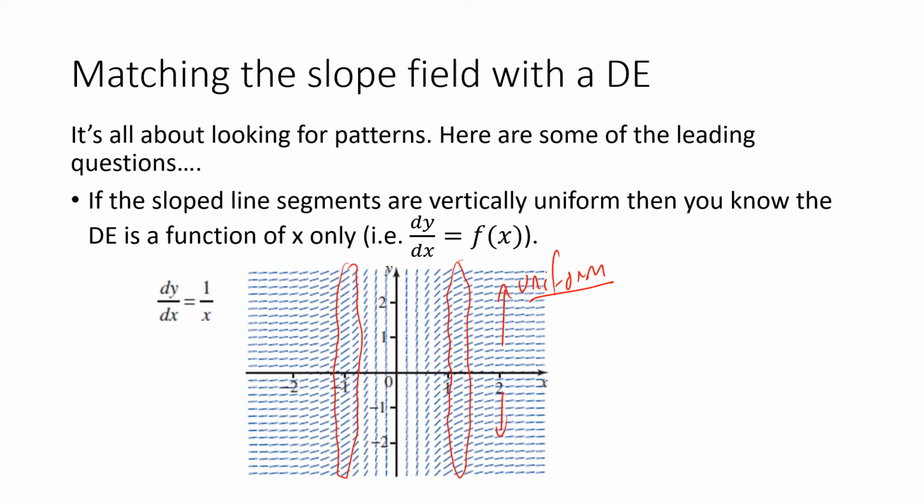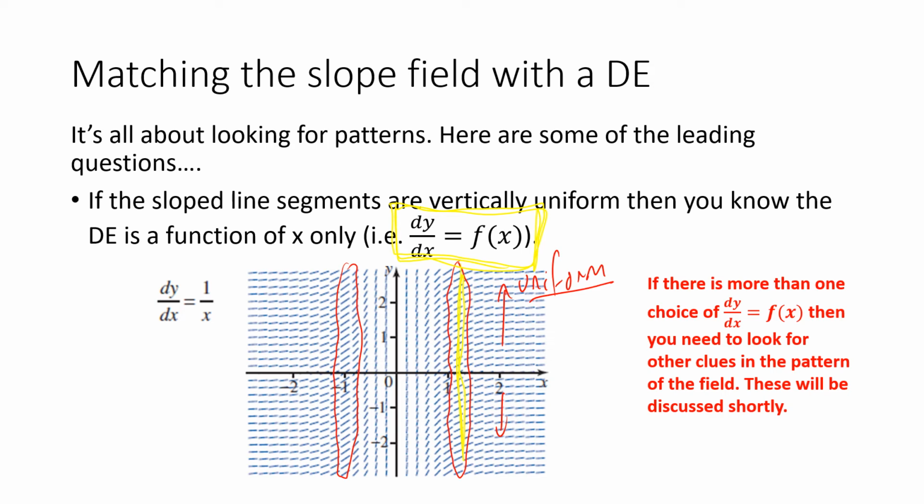You know for a fact your dy dx must be a function of x. All right, so that's one way to eliminate potential candidates. So you're looking for dy dx being a function of x only, because you can see the steepness is dependent on x values, not on y values. So you'll always get that feature of being uniform in the vertical direction. I hope that makes sense. Now, of course, there might be several choices where dy dx is a function of x only, and then you'll look for other clues, but we'll be talking about those in a minute.